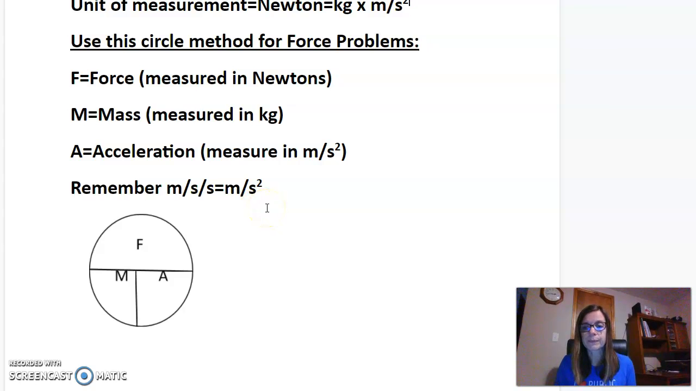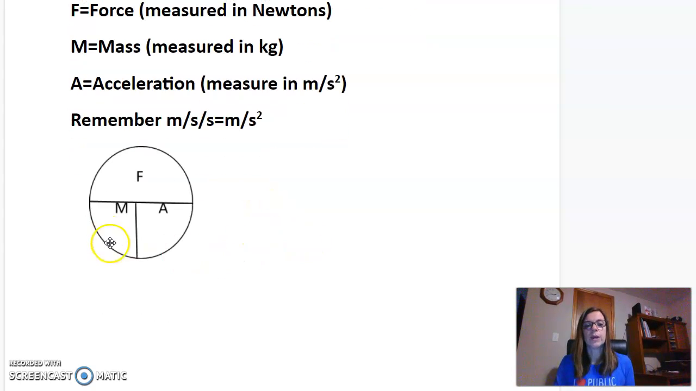Also, if you see anything in a problem that says something about acceleration, remember that meters per second per second, when you write it like this, is equal to meters per second squared. They're the same thing. Okay, so if I'm showing you the circle here, remember when we used the speed circle for the problems that you did dealing with speed, you cover up the part of the circle that you need to figure out in the problem.